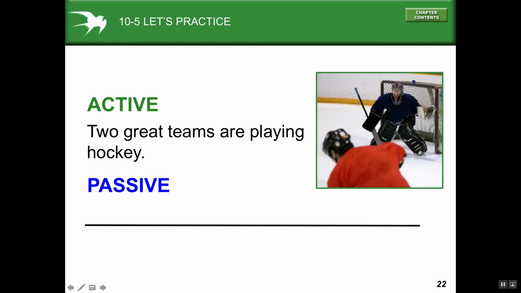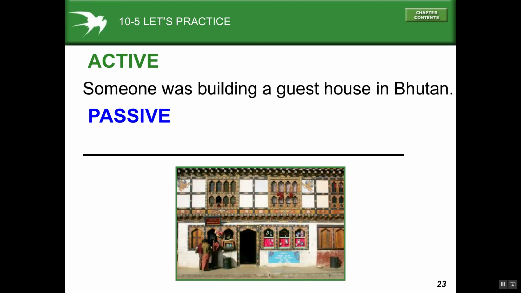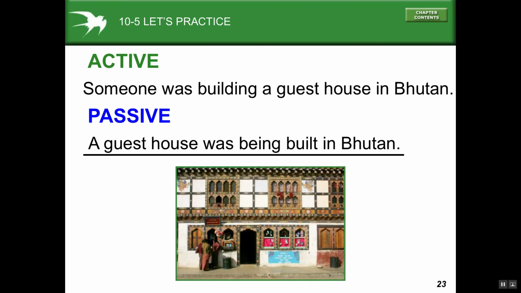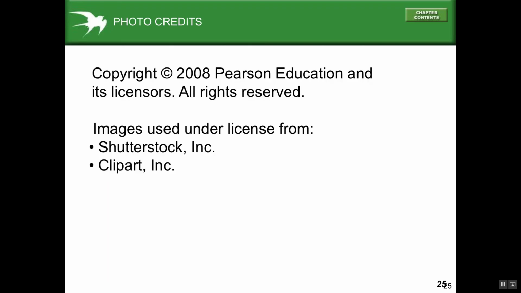So let's look at some practice ones going from active to passive. "Two great teams are playing hockey." "Hockey is being played by two great teams." "Someone was building a guest house in Bhutan." "A guest house was being built in Bhutan." "Alan is studying the memo." "The memo is being studied by Alan."